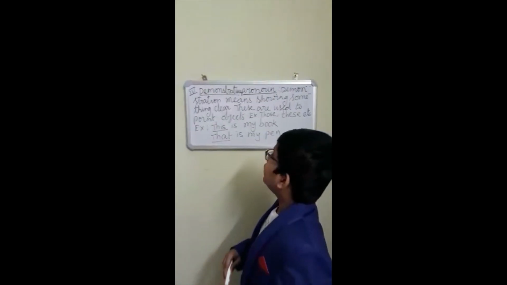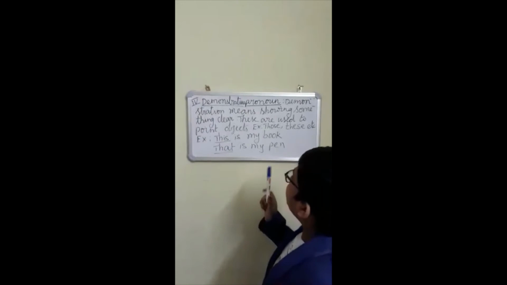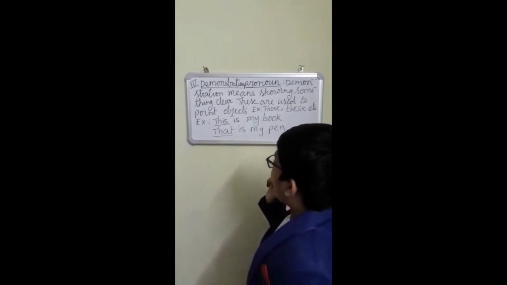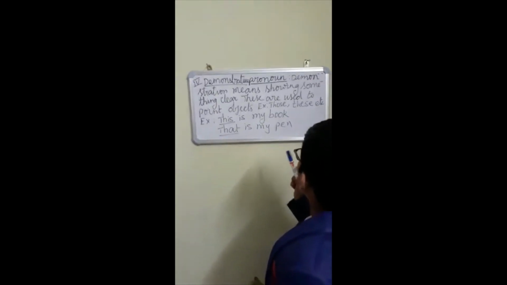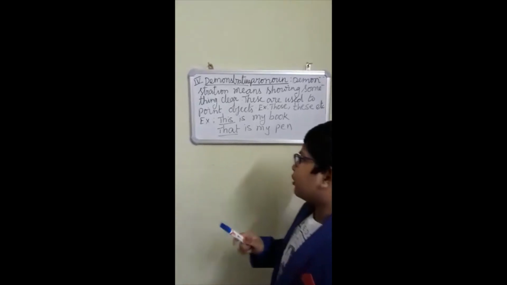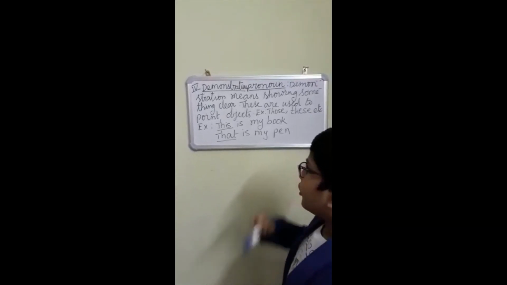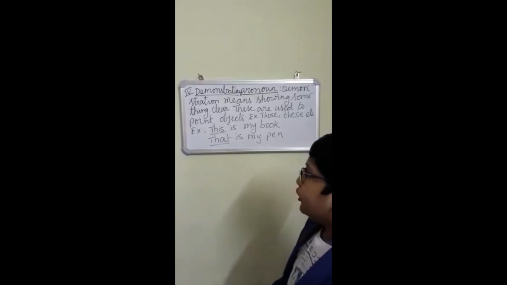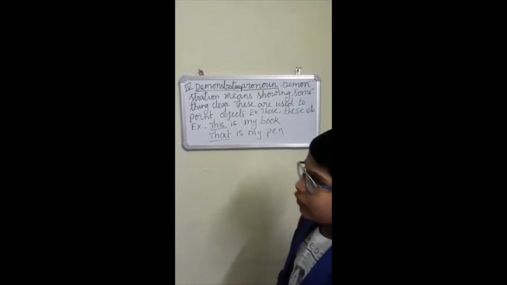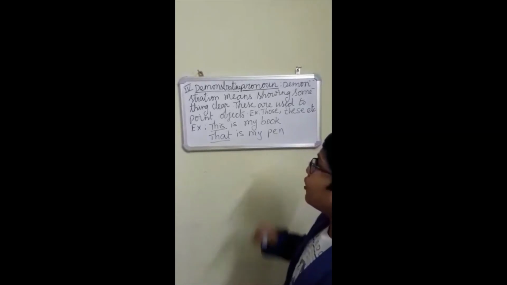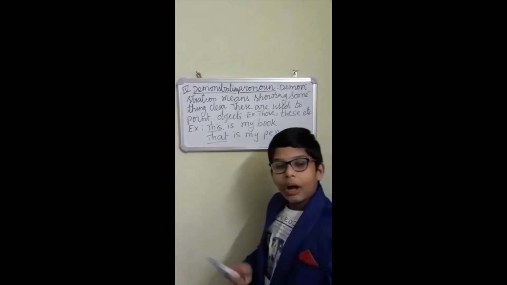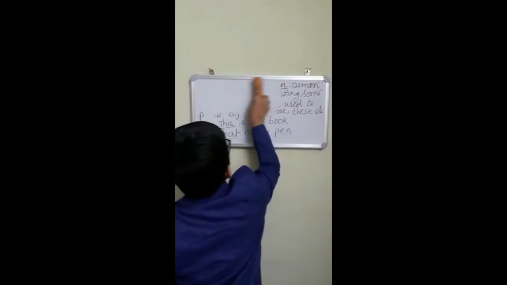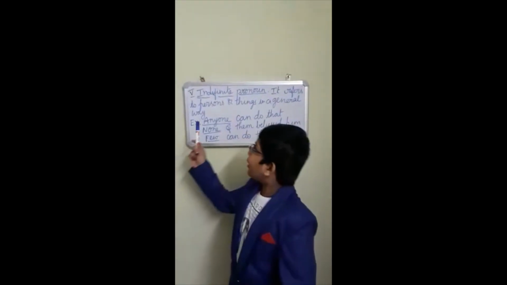Now coming to the fourth one, demonstrative pronoun. Demonstrative pronoun means showing something clearly. These are used to point to objects. Examples, this, that, these, those, etc. For example, this is my book. This is pointing to the book. That is my pen. Here that is pointing to the pen. So this type of pronouns we call demonstrative pronouns. Now coming to the next one.